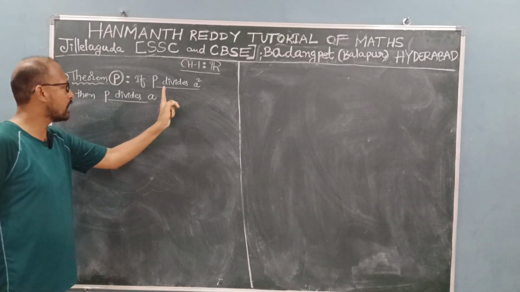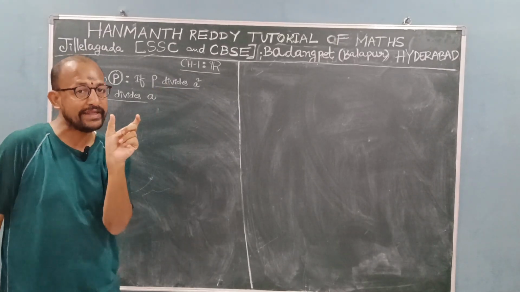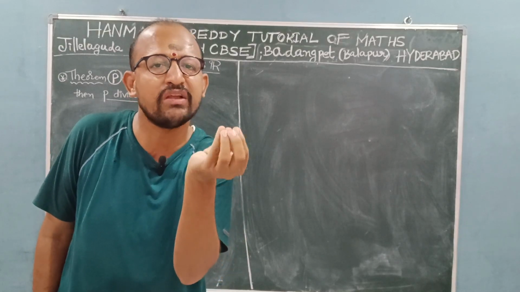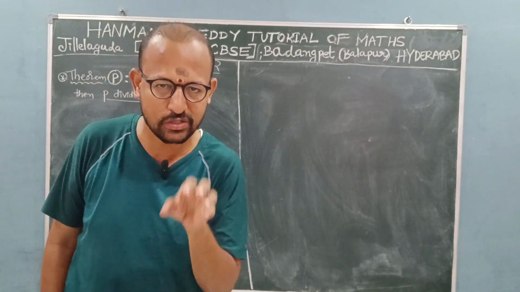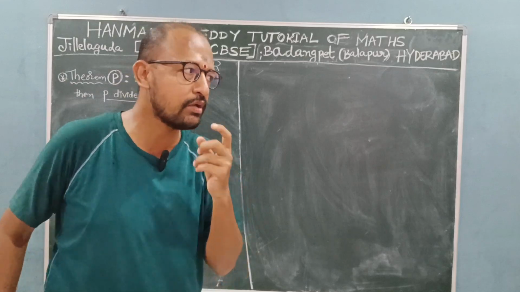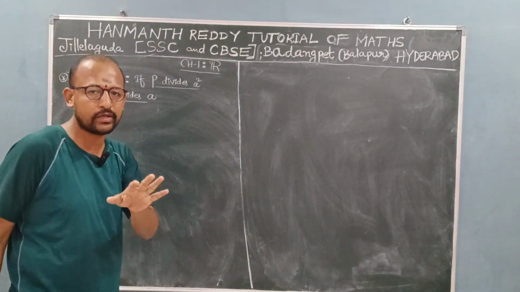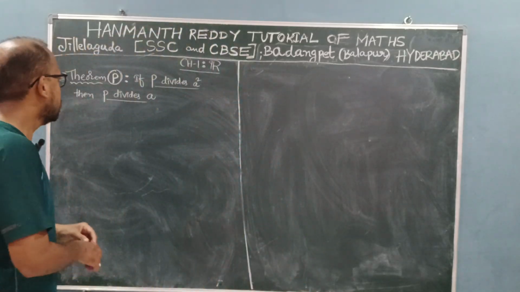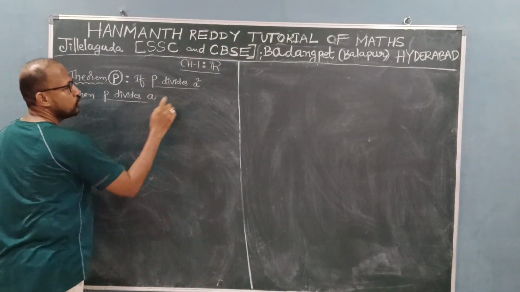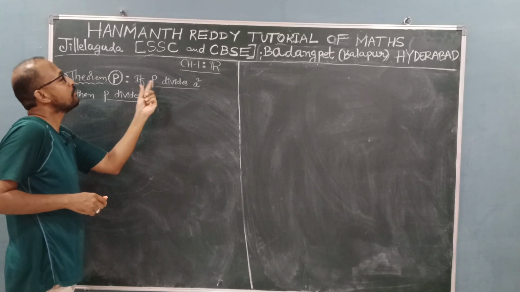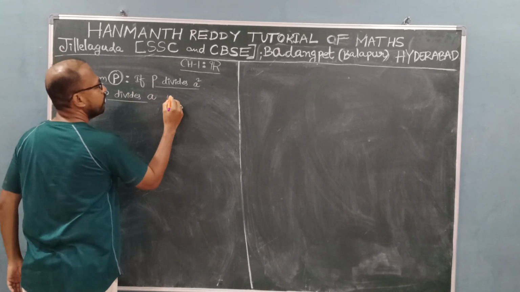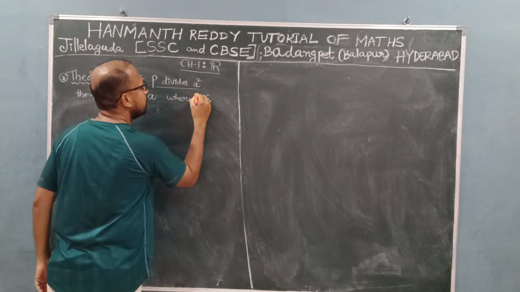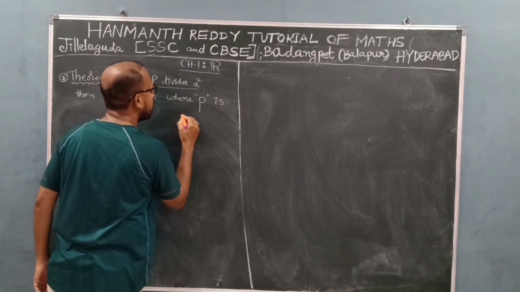In the previous video class, I discussed what the word divides or factor means. Please go through the previous video class once. In the Euclid division algorithm, I discussed the word divides or factor. Divides is nothing but remainder zero. Here p is a prime number. You have to take p as a prime.